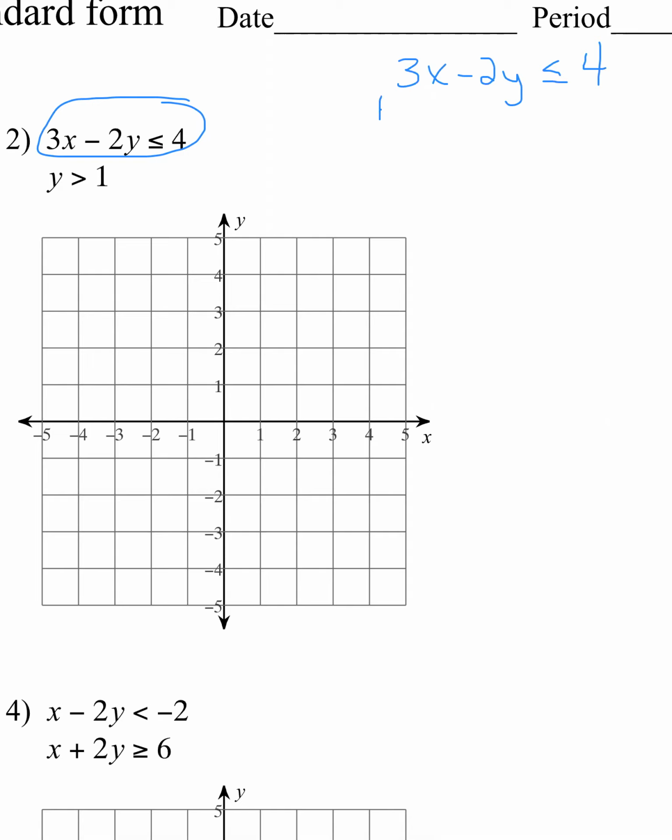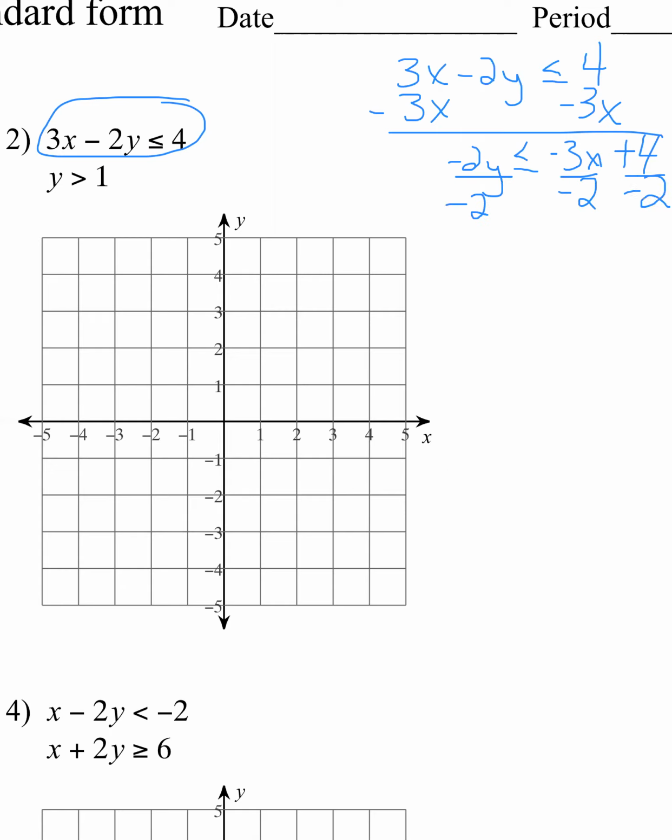So what am I doing? I need to subtract 3x, silly goose. So now I have a negative 2y less than or equal to, shove that negative 3x up in front, and then a plus 4. Divide everything by negative 2. Again, I'm dividing by a negative, so I'll have to flip that symbol over to be a greater than or equal to now.